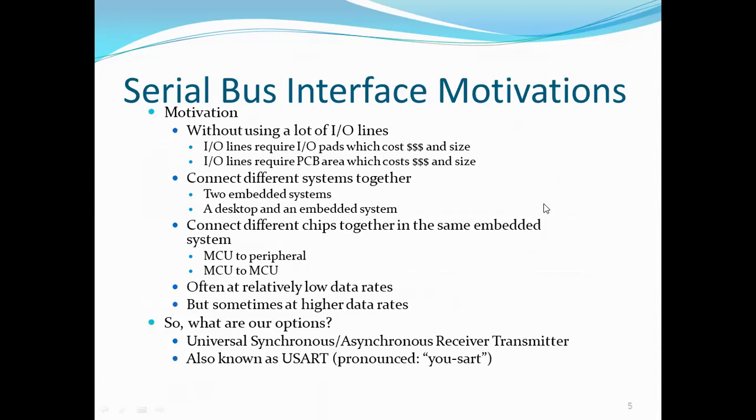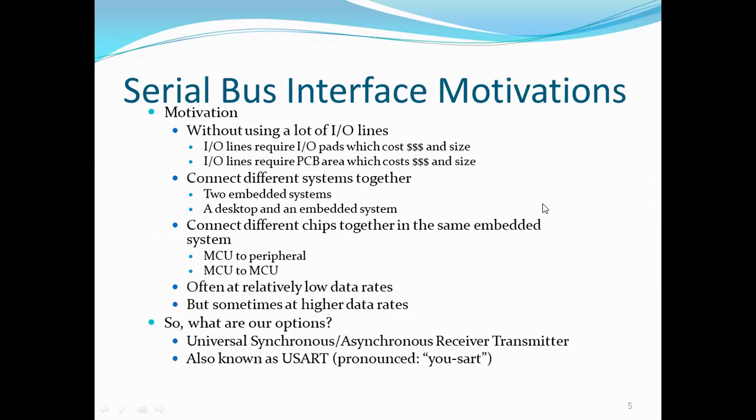A serial bus interface is motivated by connecting to the center without using a lot of the IO lines. It doesn't use a lot of the IO lines. IO lines require IO pads, which cost and add size. IO lines require PCB area, which costs much more and adds size. It connects different systems together without using a lot of IO lines.